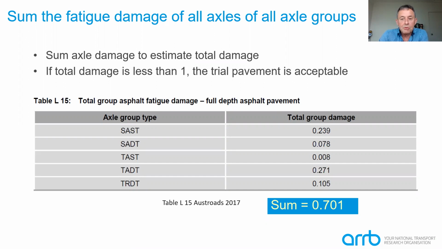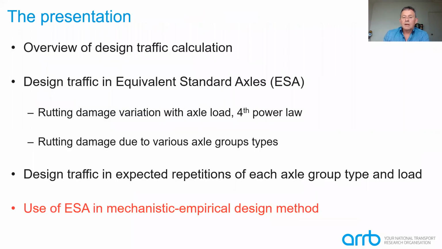If the damage was greater than one, then the fatigue damage would happen before the design traffic was consumed. So you would then need to select another trial pavement type and calculate the allowable loading for that and try and find a configuration where the damage was less than one.